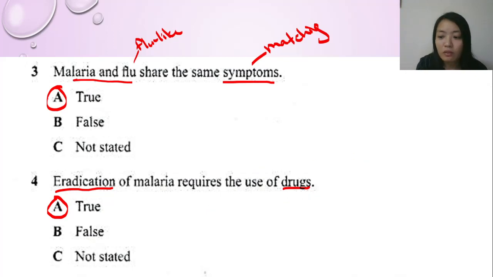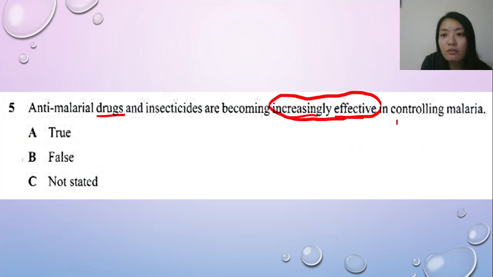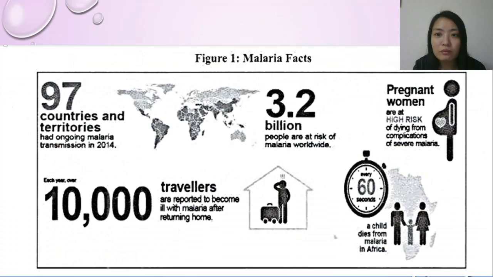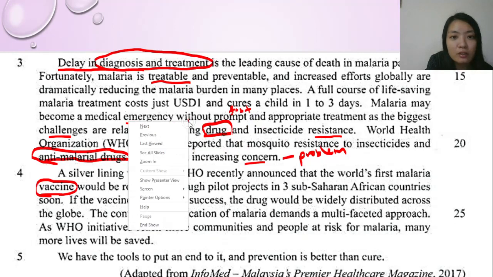Alright, not easy, huh? Okay, anti-malarial drugs and insecticides are becoming increasingly effective. So it's saying that it is becoming increasingly effective to control malaria. Earlier we read something in that same paragraph also, isn't it? Is it becoming more and more effective? It says here, officials reported. So this drugs one just now is for number 4.